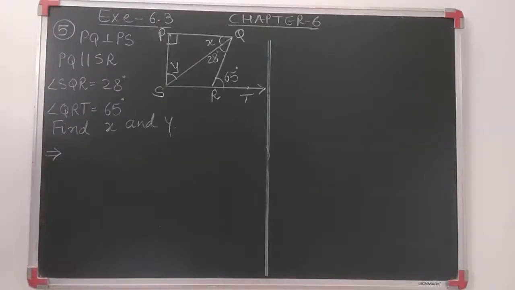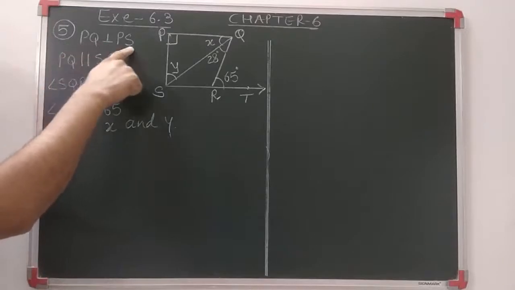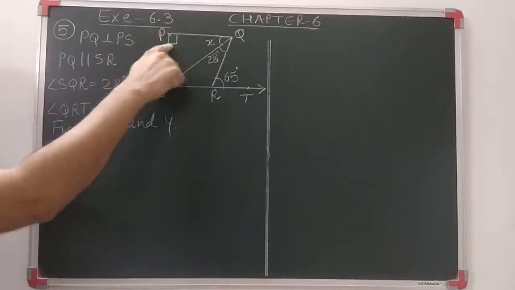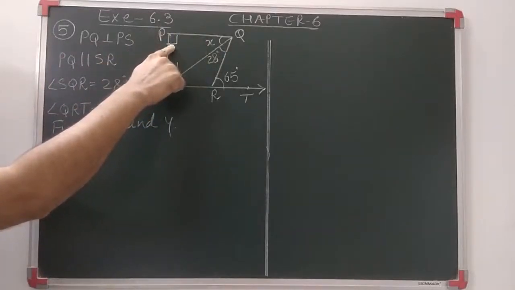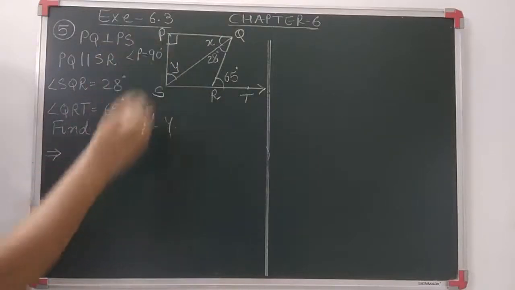Let's go for the fifth number. It is again a good sum. Let's see the conditions that are given. It's given PQ is perpendicular to PS, where P forms a right angle. So we can say that angle P is a right angle, that means 90 degrees.